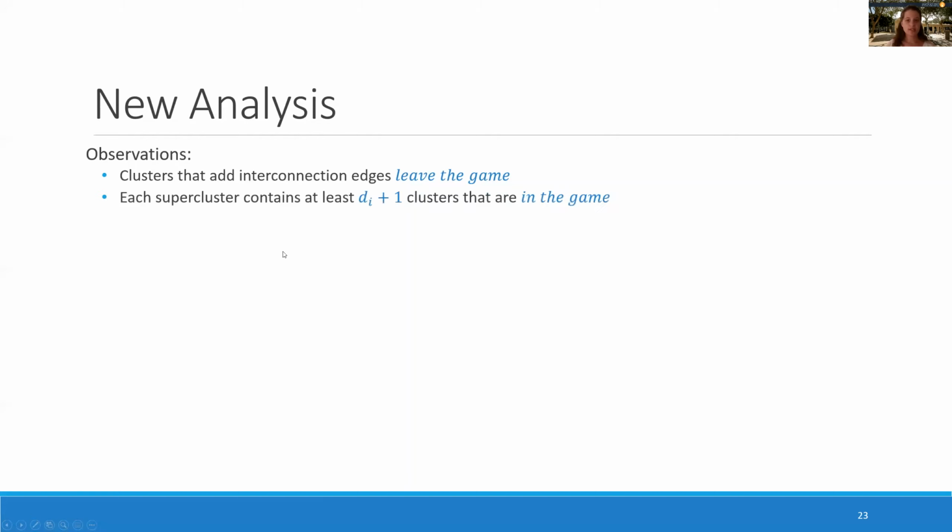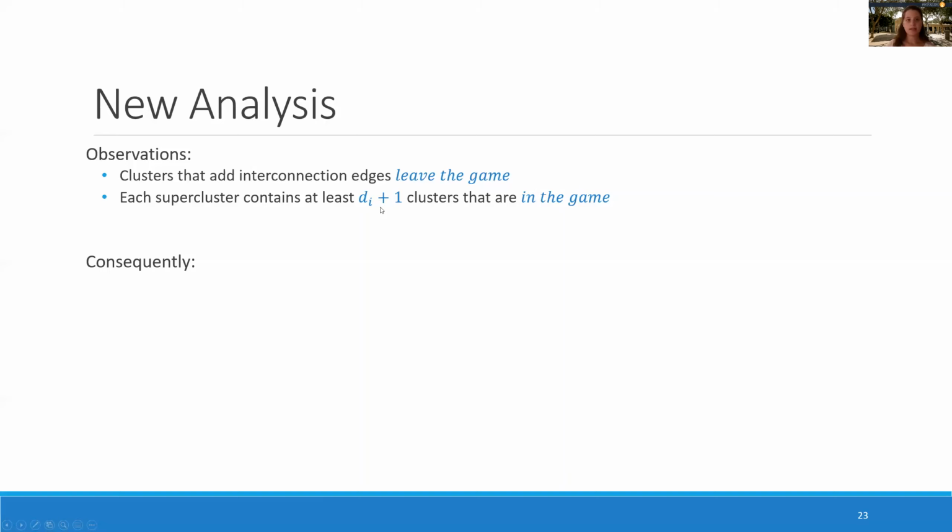Another observation is that each supercluster takes many clusters of this phase. Specifically, each supercluster that we form must contain at least di+1 clusters that are still in the game. Together, the two observations imply that there is a trade-off between the number of clusters that add interconnection edges and the number of superclusters that we form. As a result, we obtain the following tight analysis.